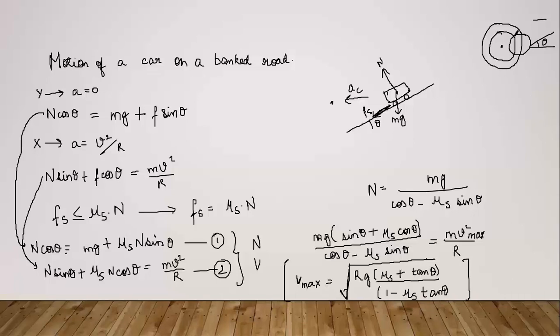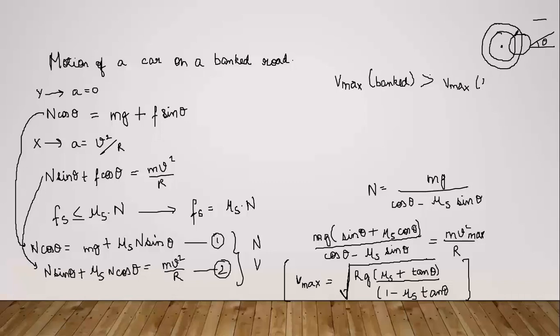Okay, now when we will compare the v maximum value for this banked road and we compare the v maximum for the flat road, so what we will observe here is that v maximum जो कि बैंक रोड के लिए आएगा दैट इज ऑलवेज ग्रेटर देन v maximum for the flat road. What does this mean? This simply means कि if we are driving on a banked road, then the chances of accidents are lesser. Why? Because then v maximum is more, right?